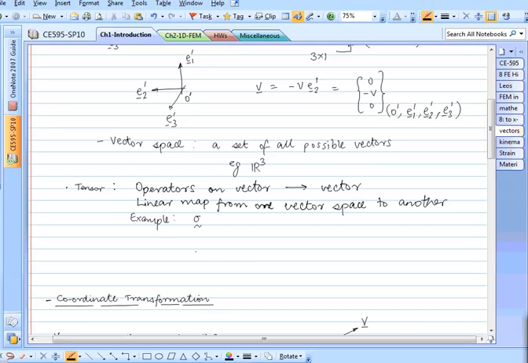Now, I just gave you an example of this tensor, that is the Cauchy stress. So can you tell me which are the 2 vectors that are associated with this Cauchy stress? What vector does Cauchy stress act upon to produce what vector? The position, so the Cauchy stress is a function of position, but it doesn't actually act upon the position.